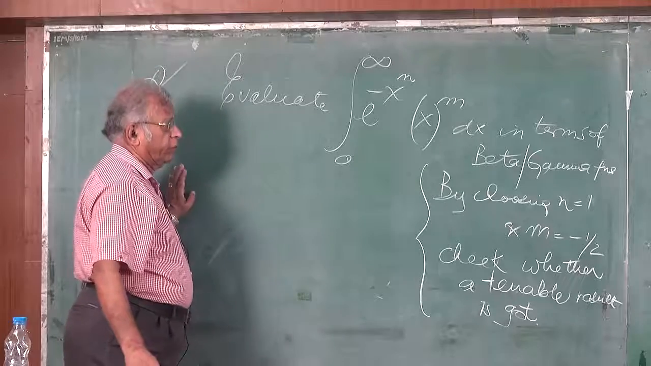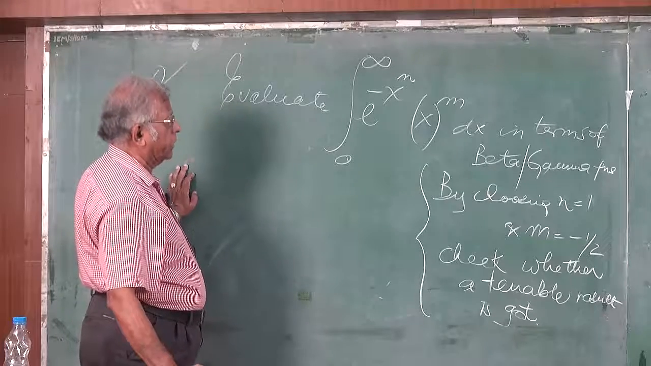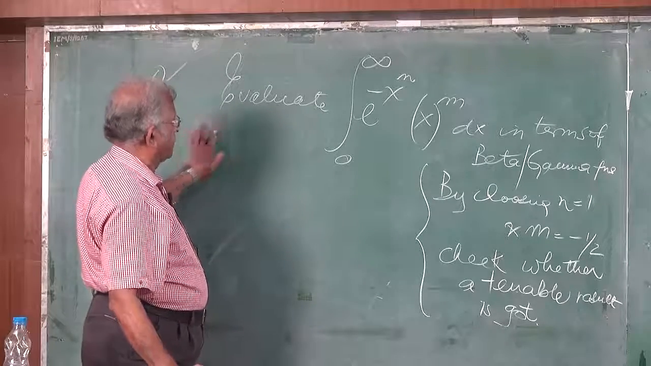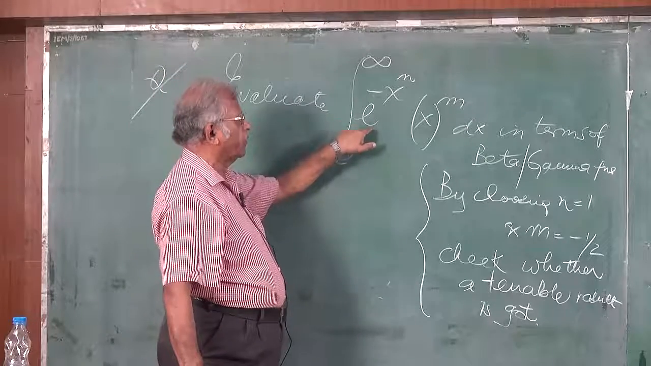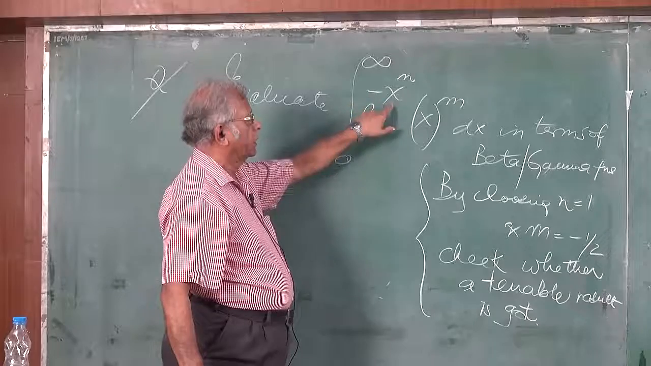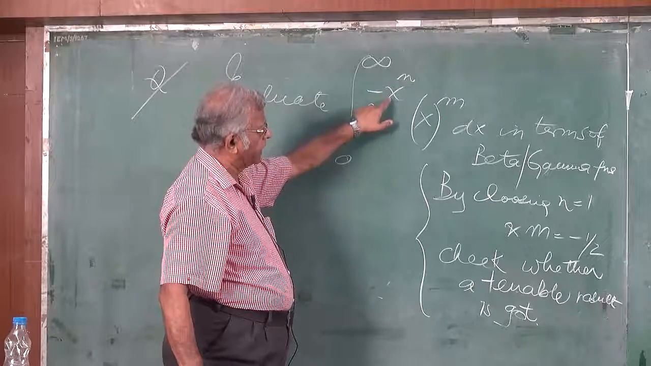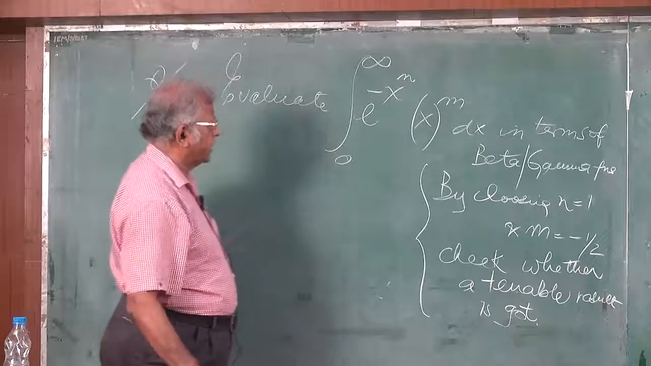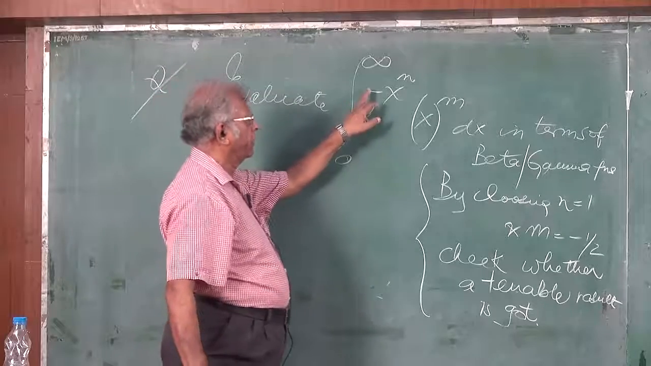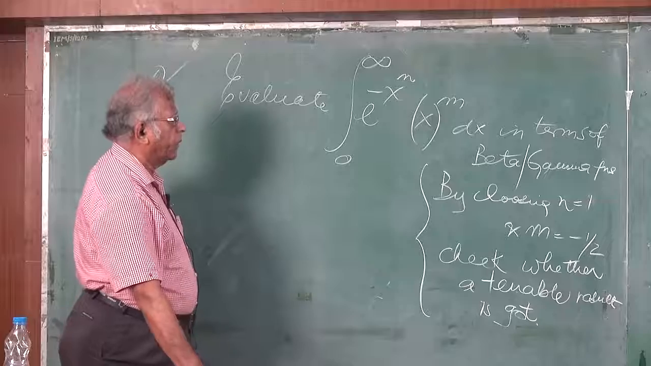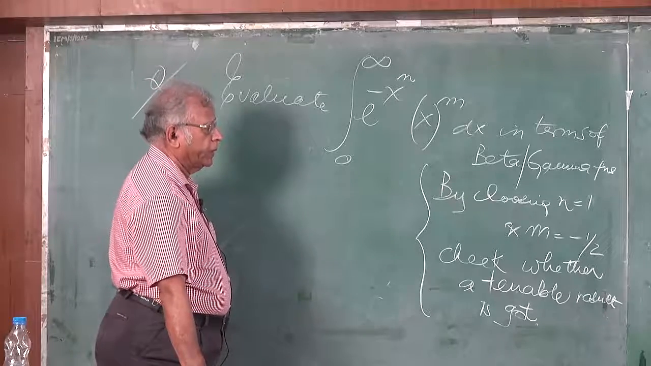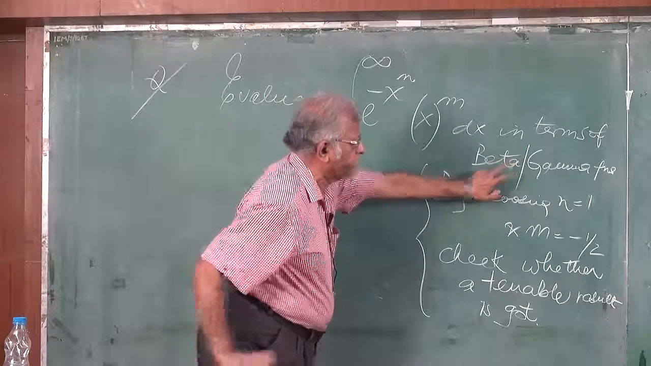Well, the next problem we've put up on the board is straight in front of us. Evaluate the integral from 0 to infinity of e to the power of minus x to the power of n, not minus x to the power of n, it's e to the power of minus x to the power of n, multiplied by x to the power of m, in terms of beta gamma functions.